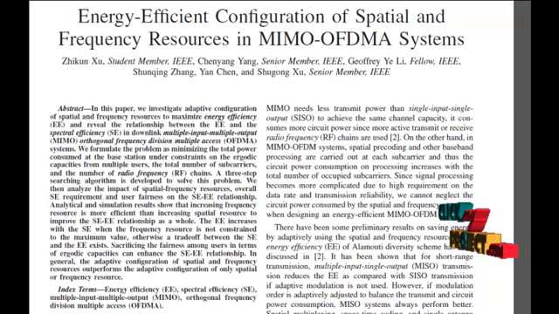The EE increases with the SE when the frequency resource is not constrained to the maximum value, otherwise a trade-off between the SE and EE exists. The sacrificing of fairness among the users in terms of ergodic capacity can enhance the SEE relationship. In general, the adaptive configuration of spatial and frequency resource outperforms the adaptive configuration of only spatial or frequency resource.